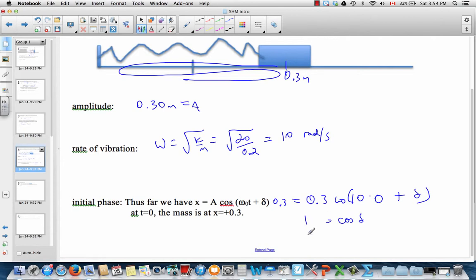So delta is the inverse cos of 1, which is 0, 2 pi, etc. Those are the same angles, so we can see that without loss of generality, we can just take 0. So we've got then an expression for the position as a function of time, just 0.3 cosine 10t.